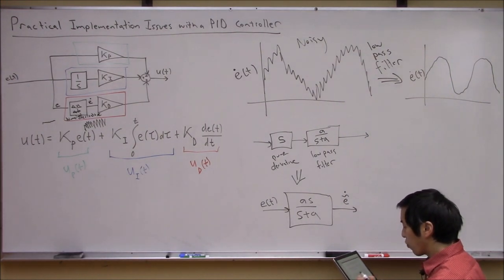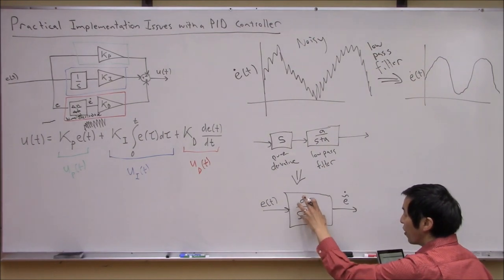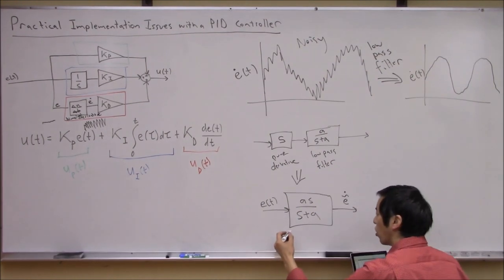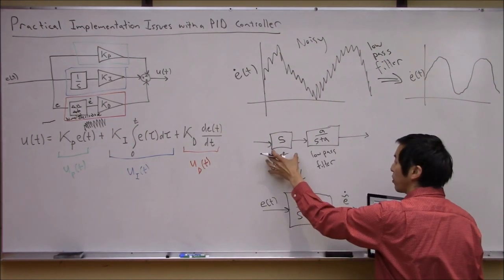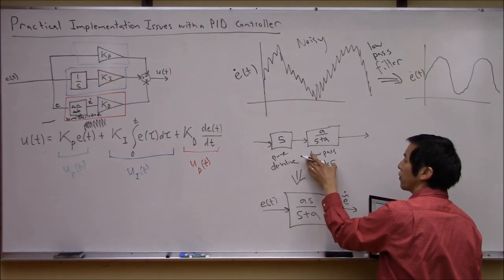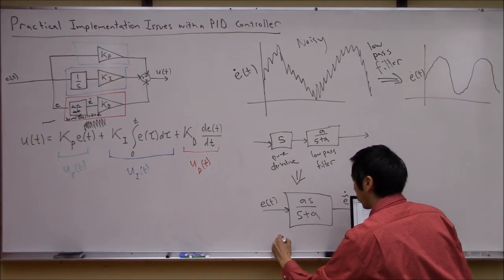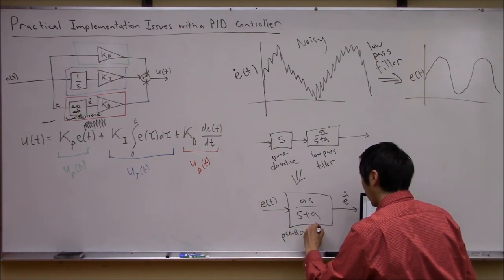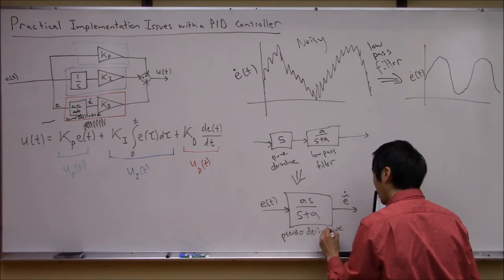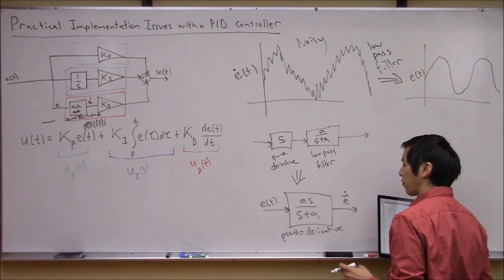Now the reason I want to write it like this is because this combined thing is sort of like a fake derivative, it's not a pure derivative. It's a pure derivative followed by a low pass filter. So sometimes you'll hear this referred to as a pseudo derivative, because it's not really a pure derivative. It's a derivative followed by a low pass filter.